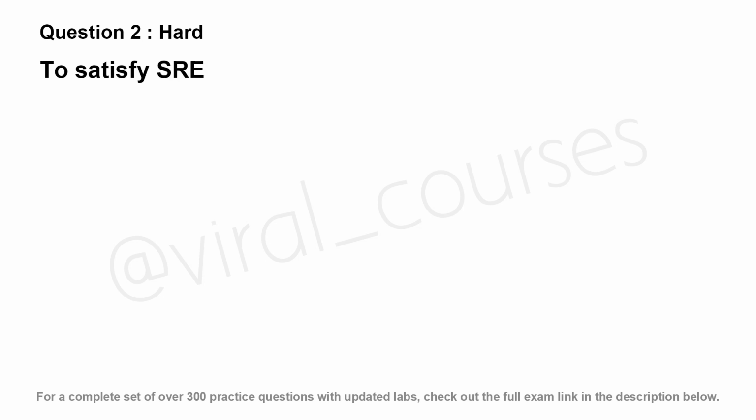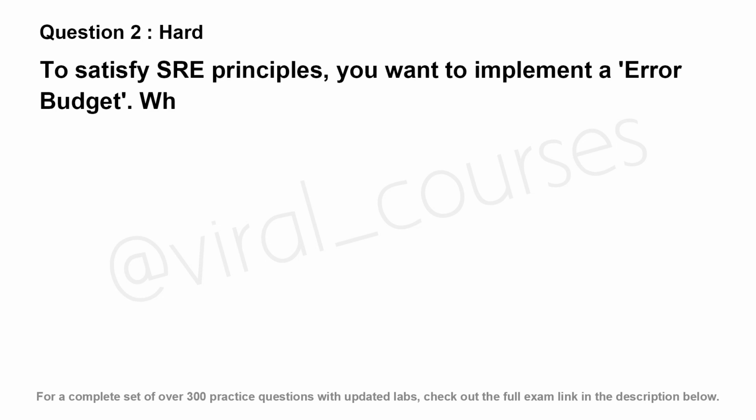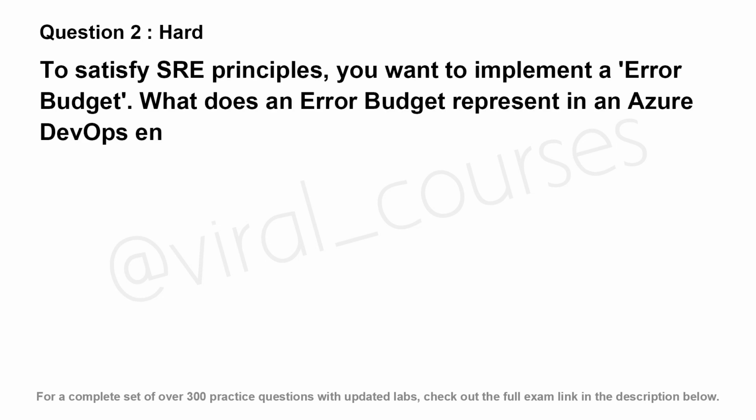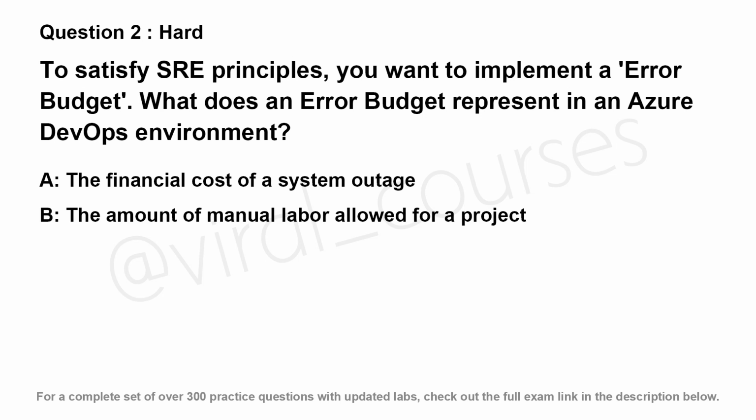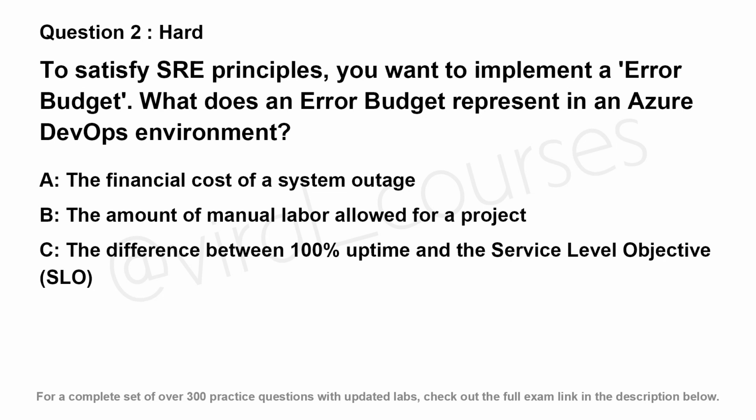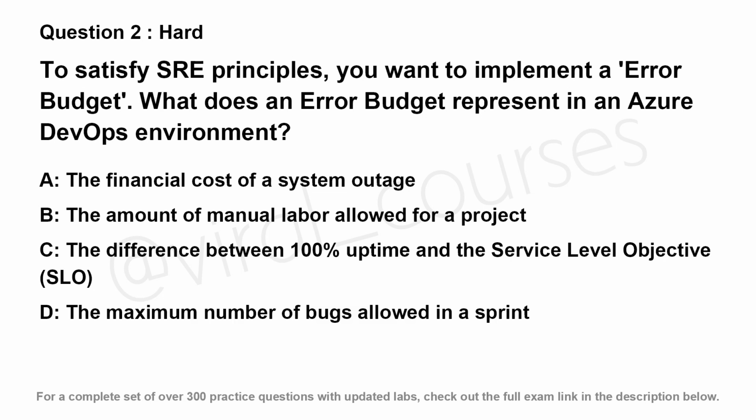To satisfy SRE principles, you want to implement an error budget. What does an error budget represent in an Azure DevOps environment? Option A, the financial cost of a system outage. Option B, the amount of manual labor allowed for a project. Option C, the difference between 100% uptime and the service level objective. Option D, the maximum number of bugs allowed in a sprint.